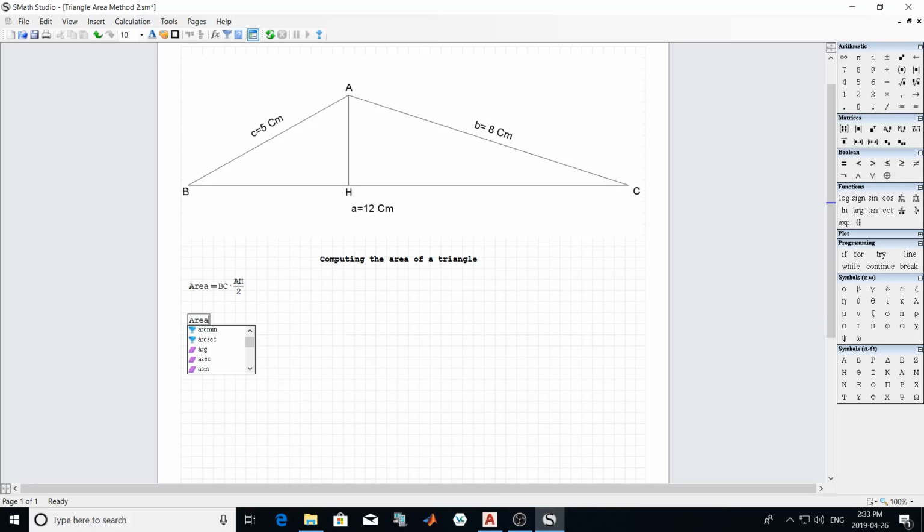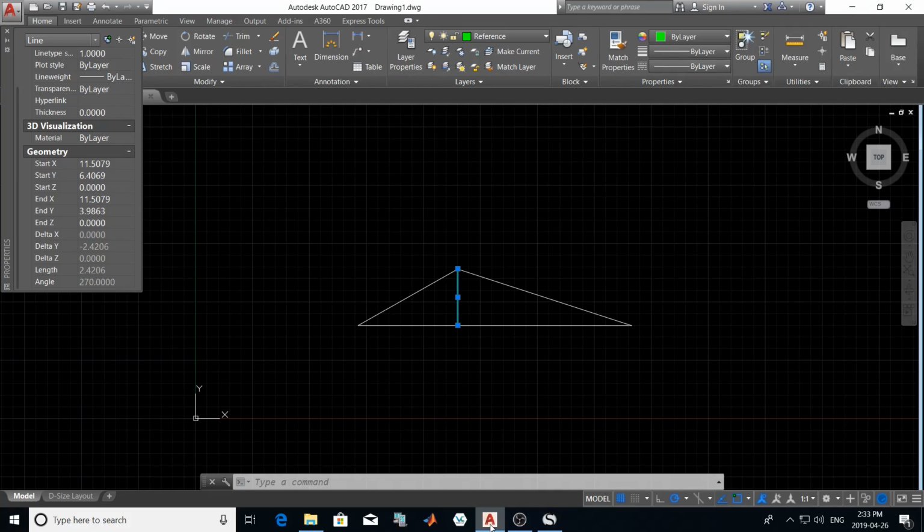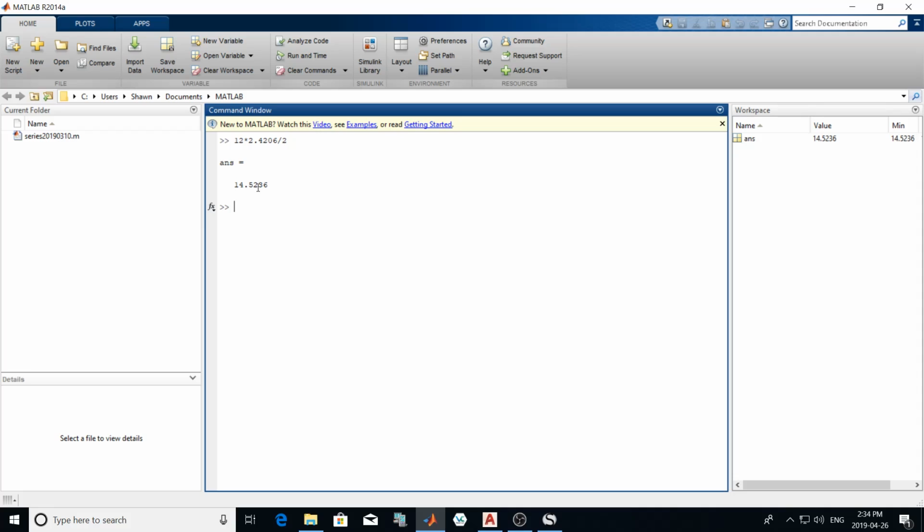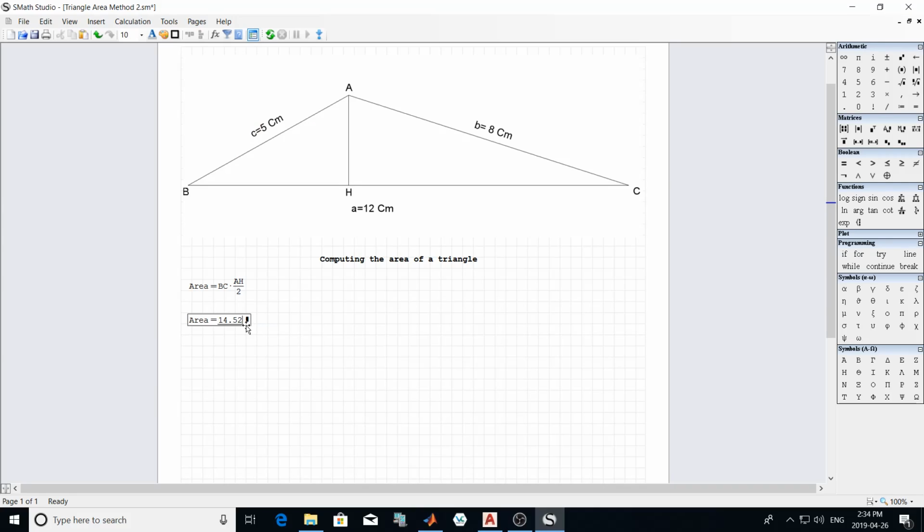So the area of the triangle is equal to the base, which is 12 centimeters multiplied by the height, which is 2.4206 divided by 2. So base multiplied by height divided by 2. And then we could use a calculator to compute that. So the area of the triangle correct to 2 decimal places is 14.52 centimeter squared.